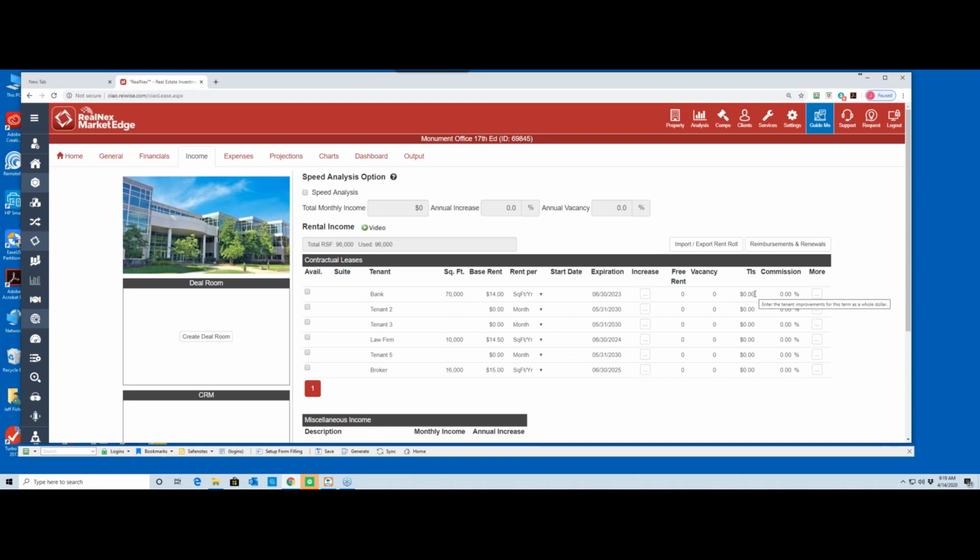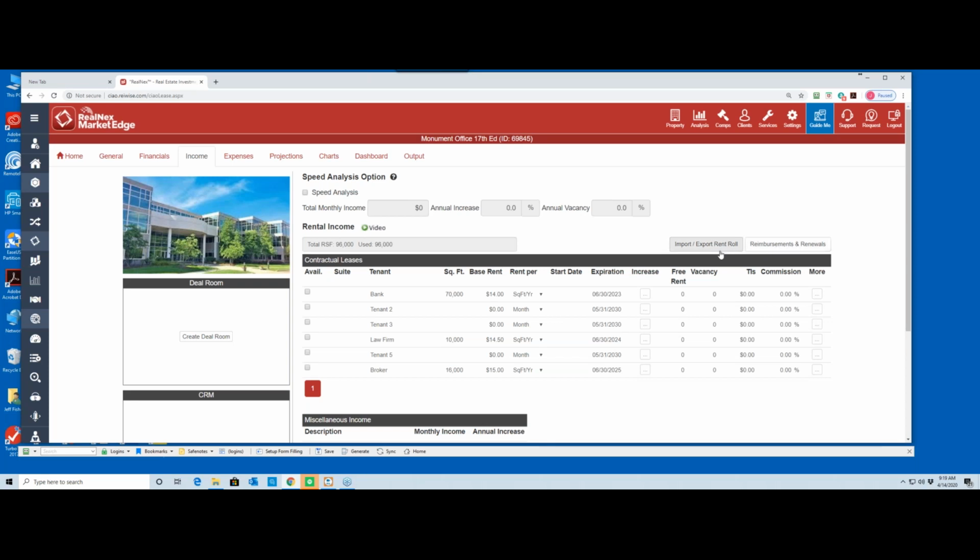We could also indicate if there's some tenant improvements that we're going to have to pay to that tenant when the lease starts, and if there's commissions that we're going to be paying. So we have a lot of other options that we could enter in, but I'm just keeping this example pretty simple, just by having the base rent. But we do have to take into consideration what's going to happen when those leases come up for renewal. So you see we have a tab here that says reimbursements and renewals.